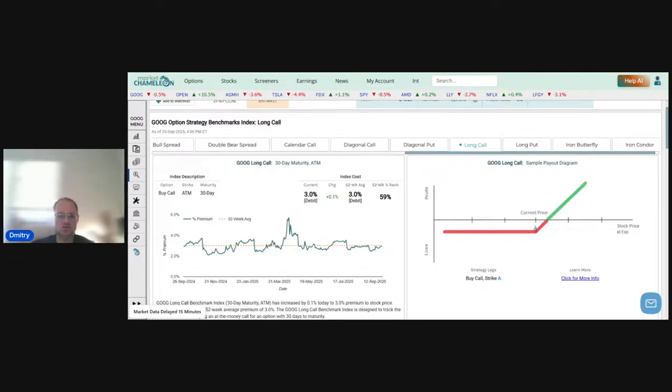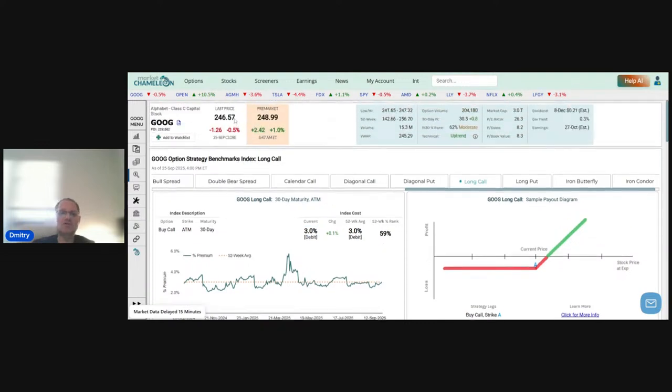So what is the premium relative to the stock price? That's what this is, 3%. Wherever the stock price is, multiplied by 3%, that's the premium. And this way we can track it over time, because now we're tracking the cost of that option relative to the spot price. Okay, that's what we're doing here.